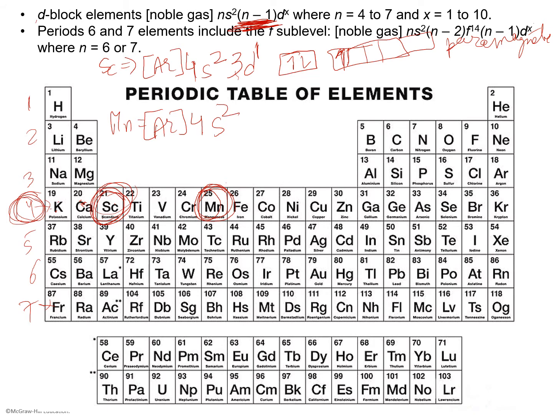Then it is n minus 1, which is 4 minus 1, so 3, followed by d orbital, and d starts from right here. So how many boxes am I filling? 1, 2, 3, 4, 5. So how many electrons do I need in manganese in d orbital? 5. That would be the electronic configuration for manganese. So 4s2, 3d5.